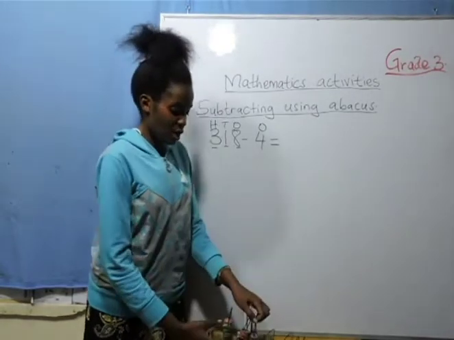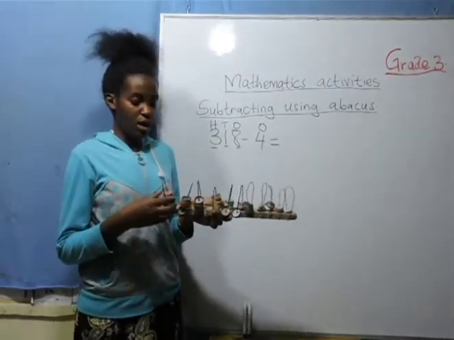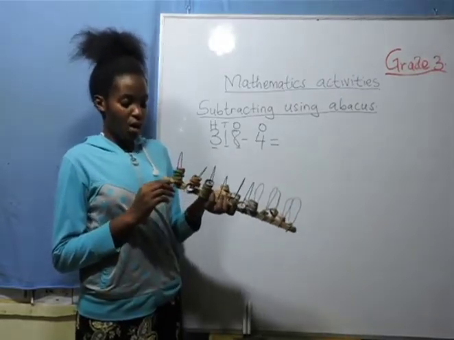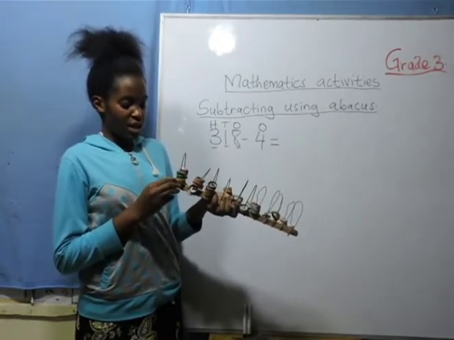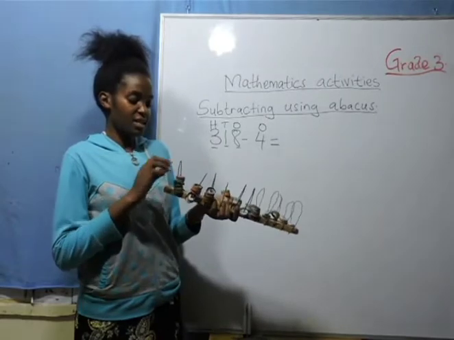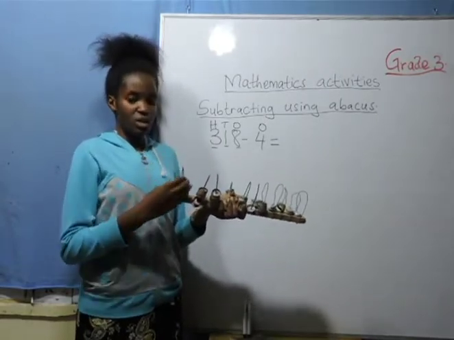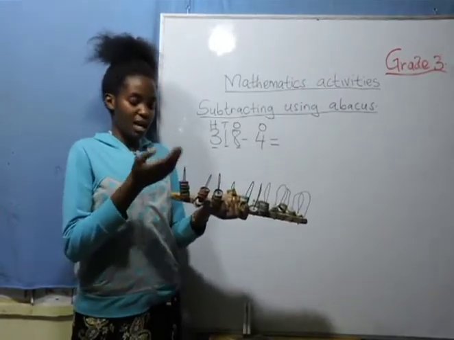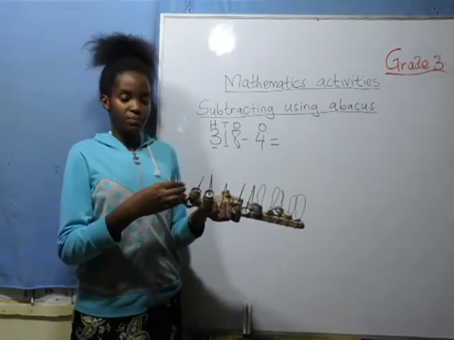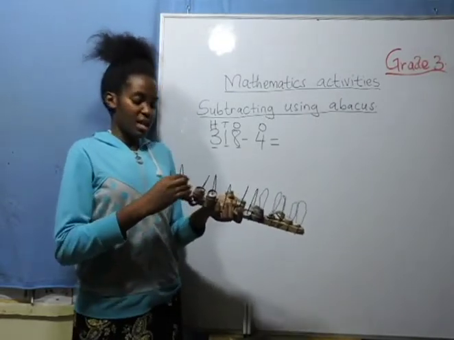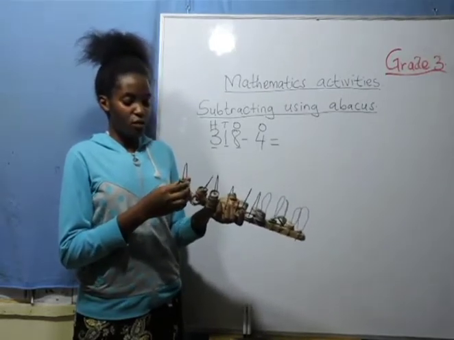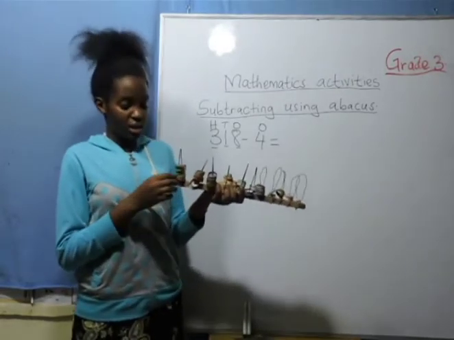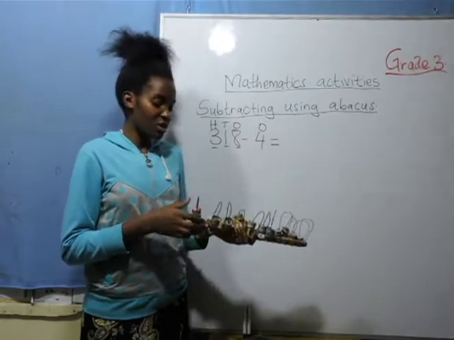Using this as an example, we have said that this is going to be our ones. Now we are going to count 8 using the abacus. From the lower one, this is 1, 2, 3, 4, 5, 6, 7, 8. Those are 8, and we are taking away 4. Now when you are taking away, you are going to return it to the other side. Let's start 1, then 2, then 3, this one, and 4. These are 4. Now, how many are we going to remain with? 1, 2, 3, and 4. We are going to remain with 4.